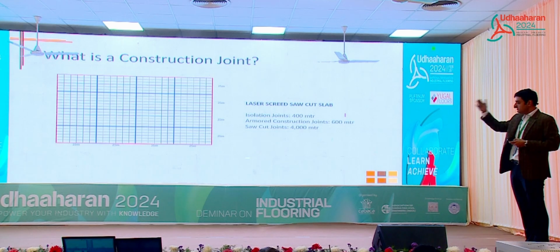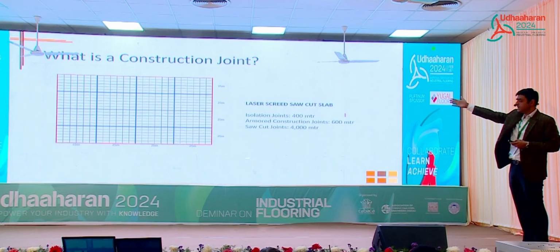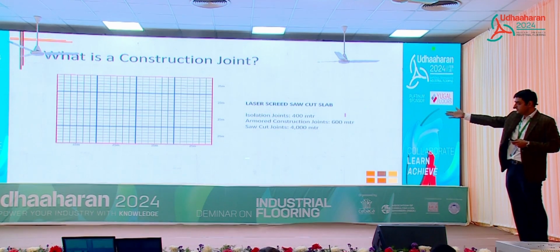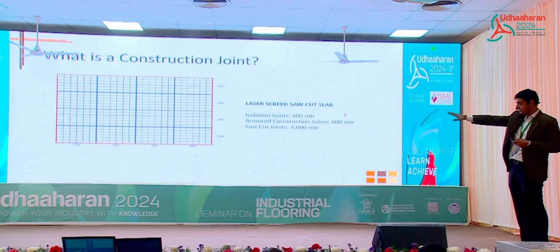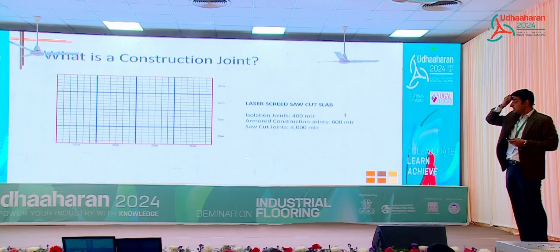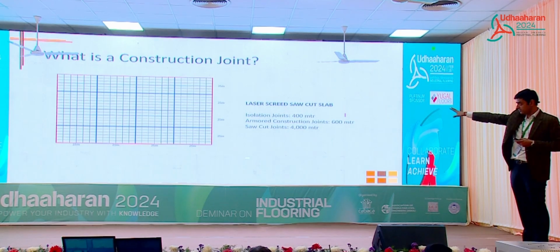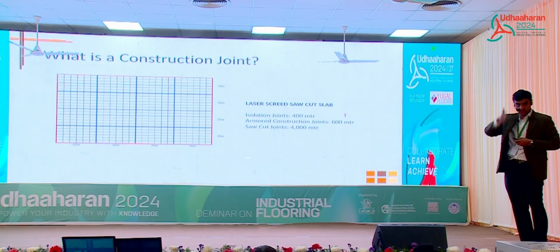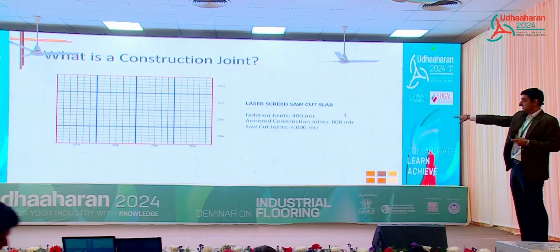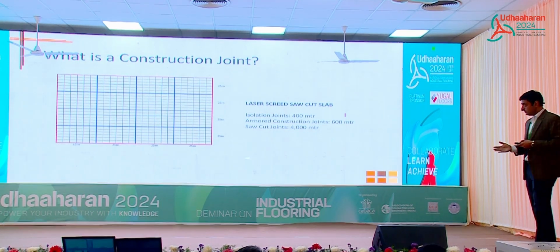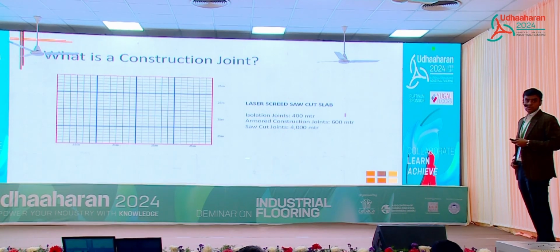This is a 100 meter by 100 meter floor, 10,000 square meters. All the blue lines that you're seeing are the construction joints. There are 16 panels. If we did this floor with a laser screed, we would do it in 16 parts. All the black lines that you're seeing are the sockets, the grooves that we cut. All the red lines that you're seeing are the wall isolation that we do. So the blue lines are what we are going to talk about now.